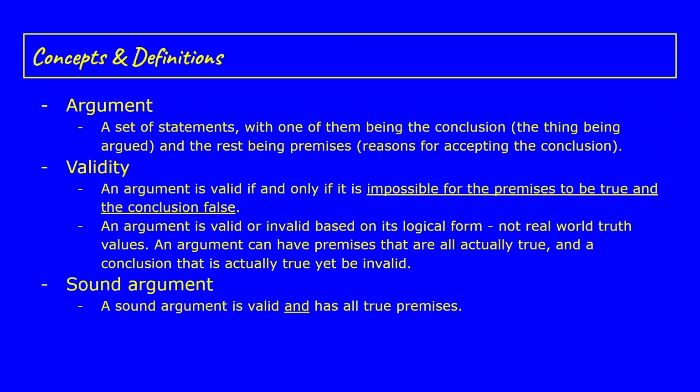Let's start with a couple concepts and definitions about formal logic. The first thing is an argument. An argument is a set of statements with one of them being the conclusion, which is the thing that's being argued, and the rest being premises, or reasons for accepting the conclusion.